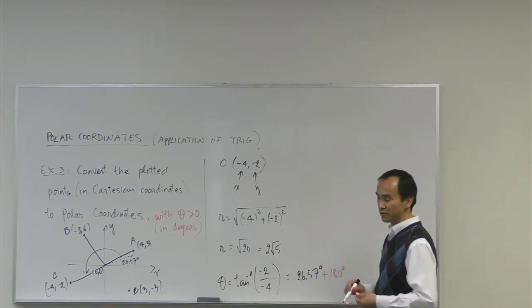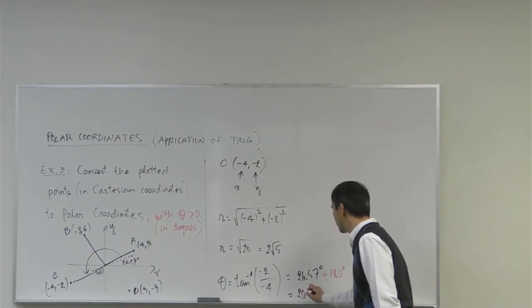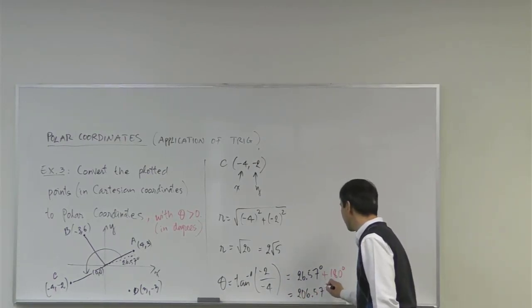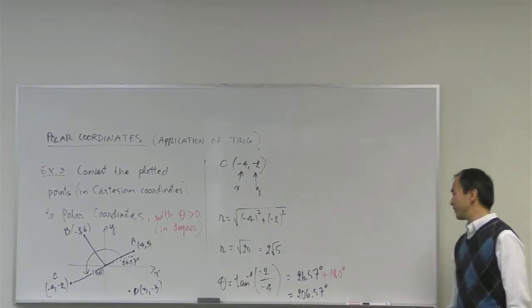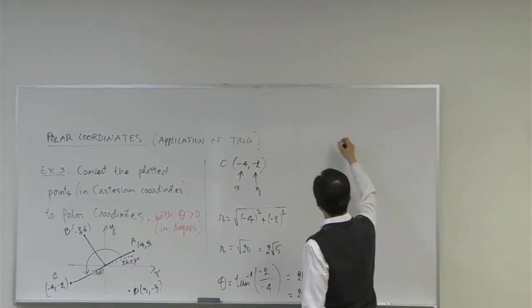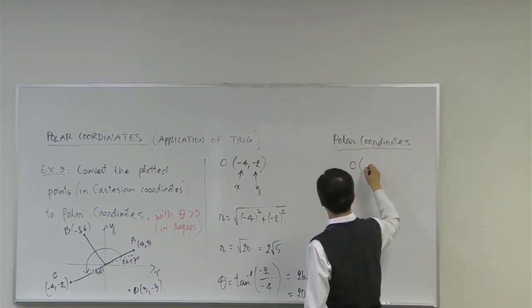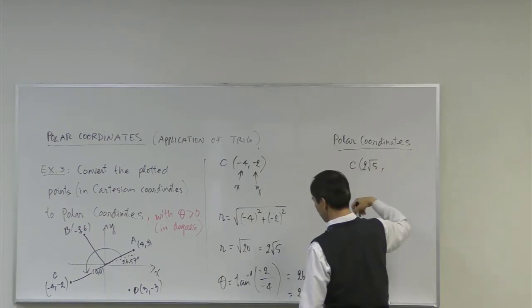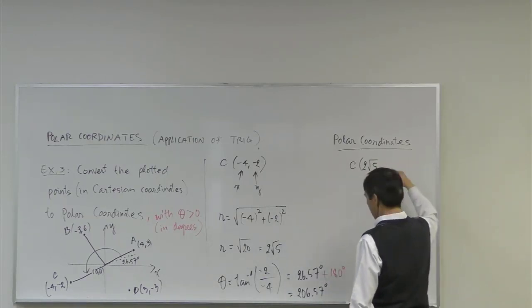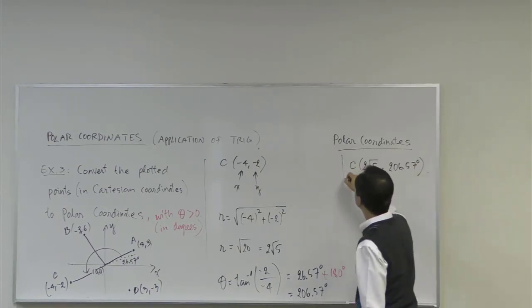The final angle should be 206.57 degrees. Now that means our final polar coordinates for this same point are radius 2 square root 5, and then angle 206.57.